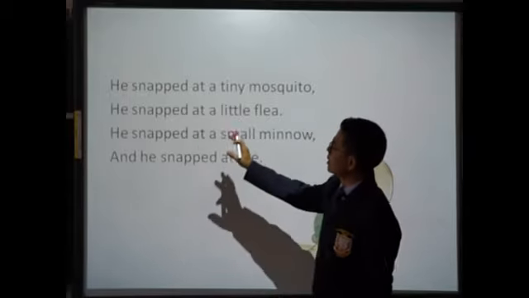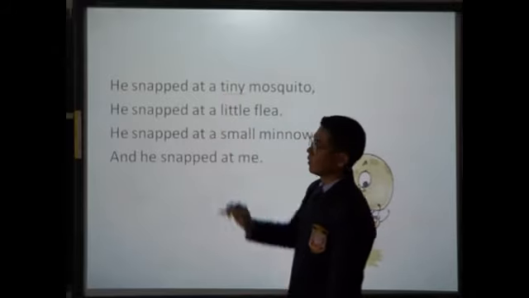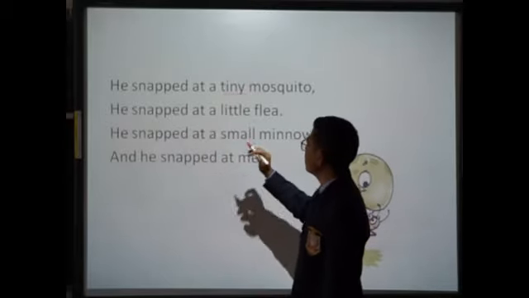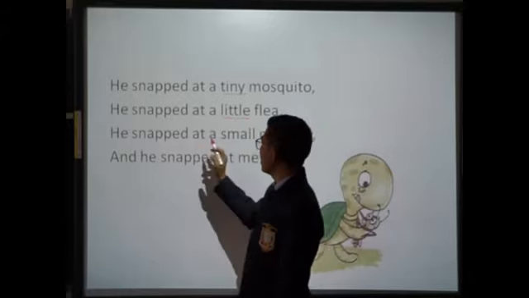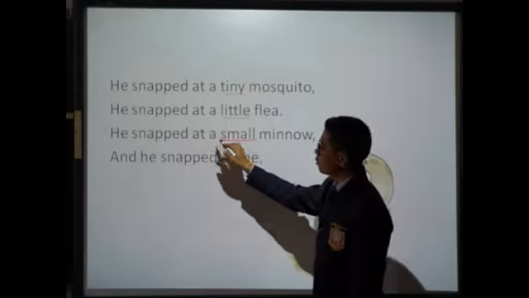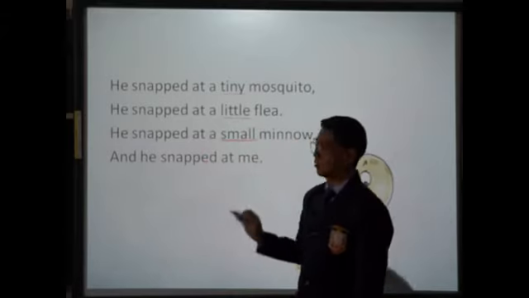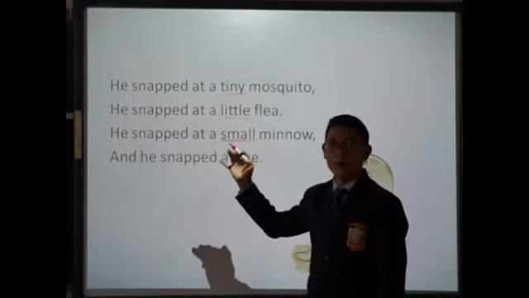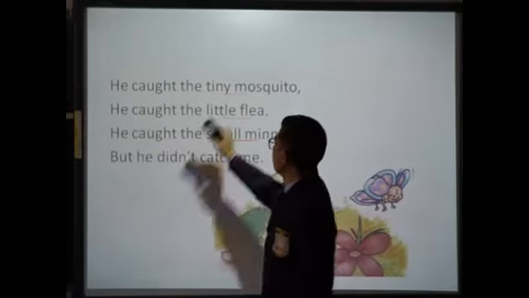Next, he snapped at a tiny mosquito. Here tiny describes the size of the mosquito. He snapped at a little flea. Here also size: little flea. He snapped at a small minnow. Here small also describes the size of the minnow. And he snapped at me. There is no describing word. So tiny, little, small here are describing words, which means they are adjectives.